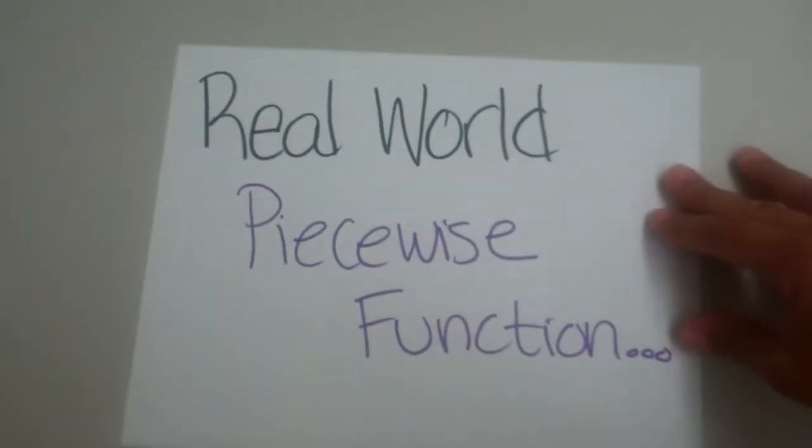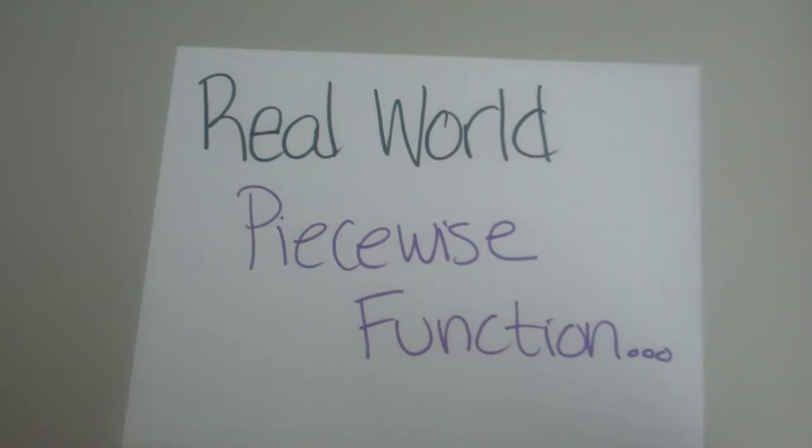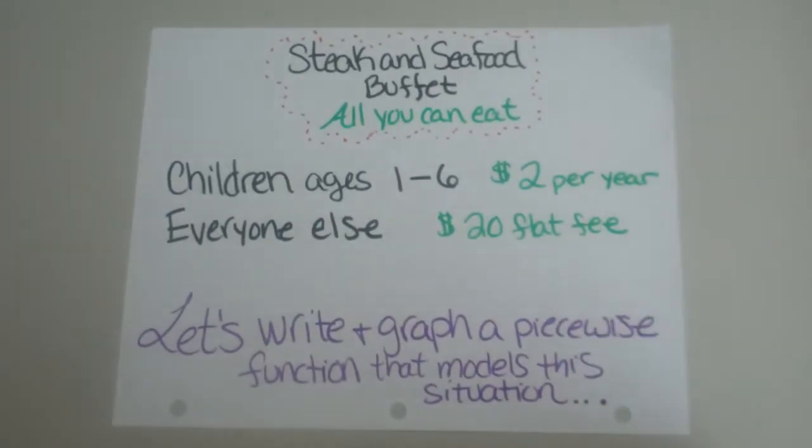Let's look at a real-world example of a piecewise function. We're always looking for real-world problems in math, so here's one for you. Let's say the local steak and seafood buffet, all you can eat, has a special pricing strategy. For children 1 through 6, they pay $2 per year. So if they're 1 year old, they pay $2. 2 years old, they pay $4, and so on. Everyone else pays a $20 flat fee. Let's write and graph a piecewise function, because we have two different pieces, that models this situation.